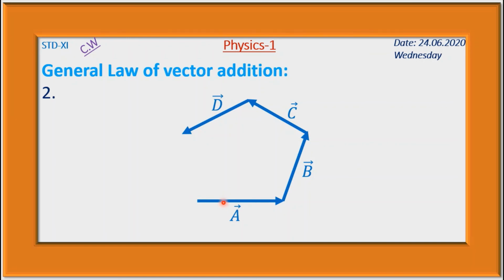This is our first vector and this is the last vector. We will connect the tail of the first vector with the head of the last vector, and this straight line will give the resultant vector both in magnitude and direction. That is, R is the resultant of all these vectors. Here R is equal to A plus B plus C plus D vectors.